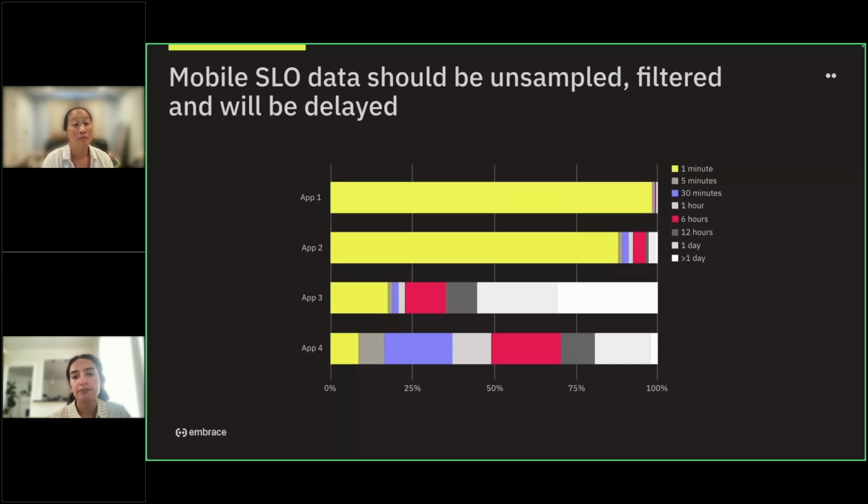And so the thing not to necessarily filter out is delayed data, but you may want to decide, okay, it makes sense to include data that's at max an hour delayed or a day delayed, but not longer than that. And so it's just a reminder of some of the differences between mobile and backend data that we see.